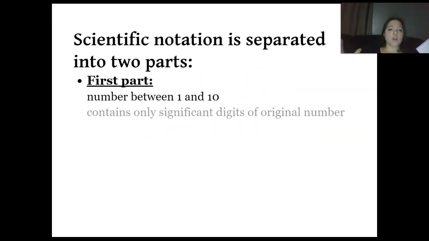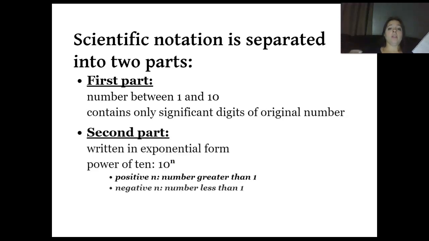All right, so the thing to know about scientific notation is that there's two parts. First part being that there's a number between 1 and 10, which contains only significant digits of the original number that you are making the scientific notation from. Second part is the exponential, or the power of 10, 10 to the n. Positive is where n is greater than 0, and negative is where n is less than 0. And you can see this on the front of your reference table. Some of you were using it earlier for conversion, so don't forget about that.